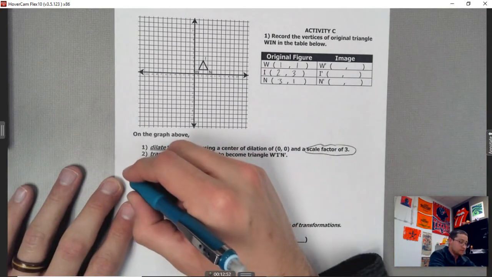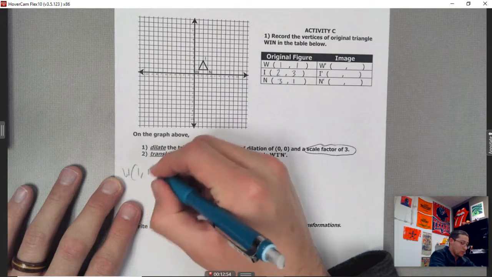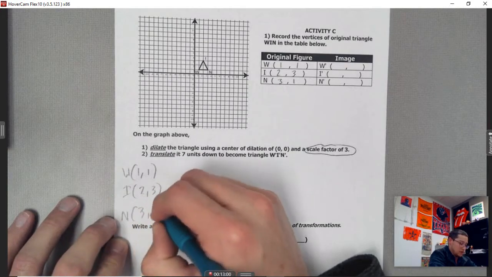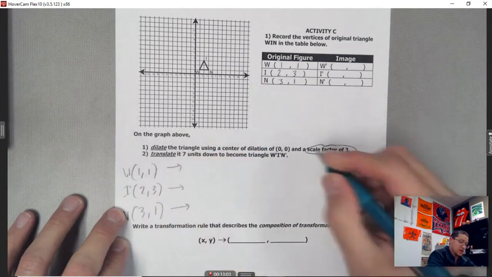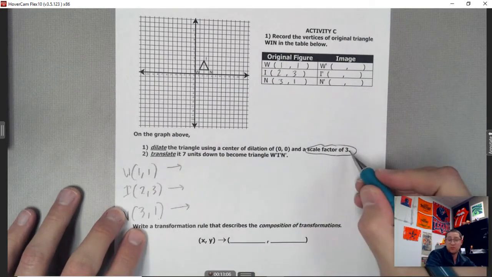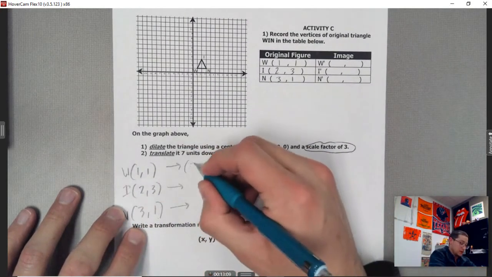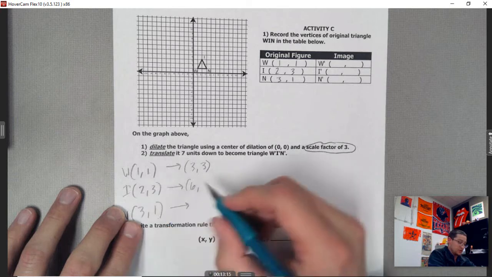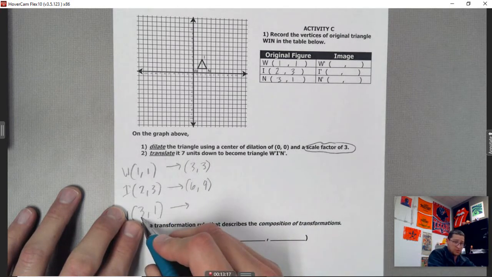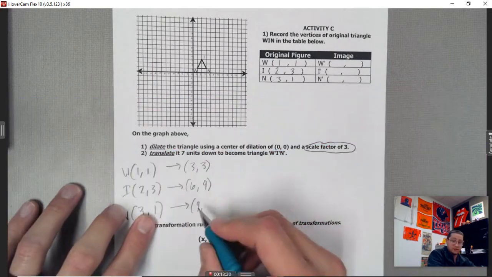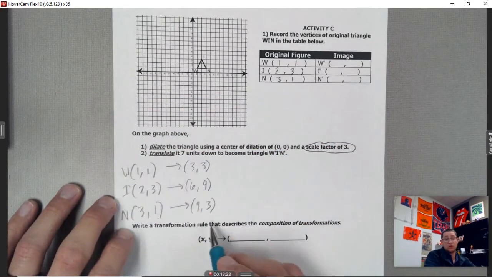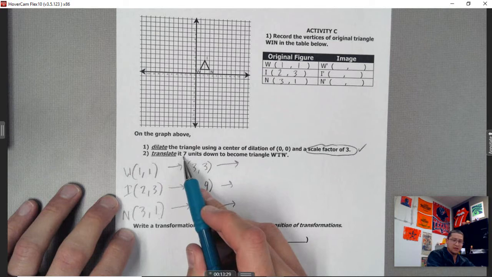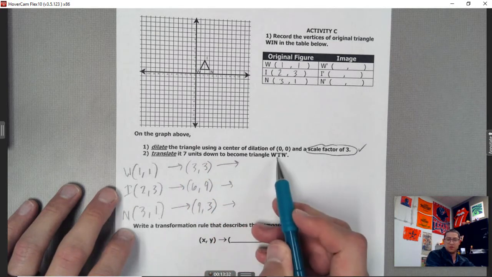All right, so let's start. We've got W is 1, 1. We've got I is 2, 3. And we've got N is 3, 1. Intermediate step here, right? This is just checking off this first one, right? When we're done, we're literally going to multiply everything by 3. So 1 times 3, that's 3. 1 times 3, that's 3. 2 times 3, that's 6. 3 times 3, that's 9. 3 times 3, that's 9. 1 times 3, that's going to give me 3. So that's what I have so far. And then we'll do that last step. All right, we can check that off once we have it. Translate 7 units down to become the final product.